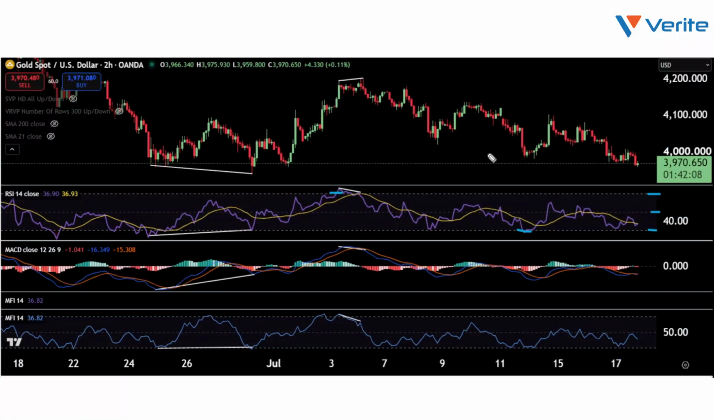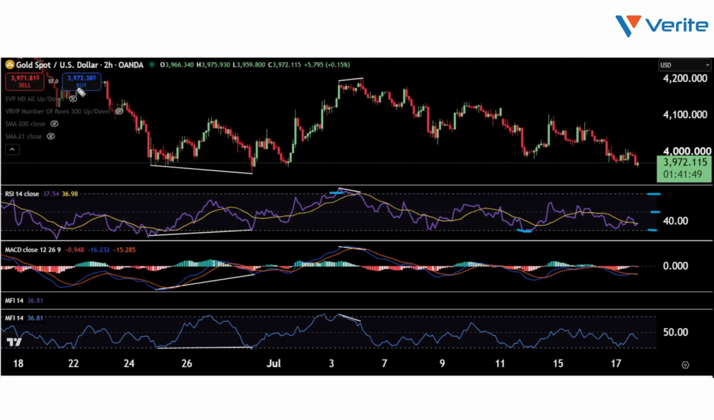Hello everyone. In this video, I'm going to talk about the three important indicators which are widely used by traders to identify the potential reversal in the markets, the divergence, and to identify the trend and momentum of the market. So let's begin with the chart.